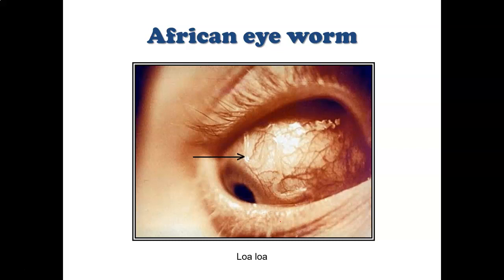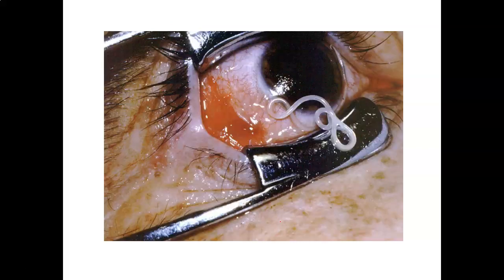When I was in Africa, one of our colleagues had this, and as it crawled across her eye, you could see it moving across. This is how you remove it. You basically have to cut off the top layer of the eye, kind of like LASIK, and then the worm will come out.